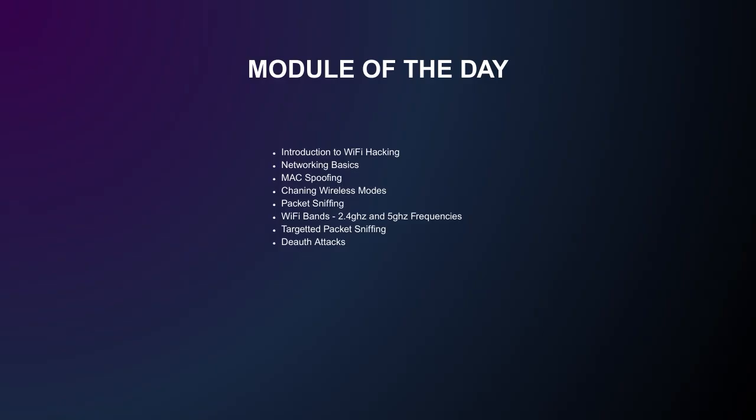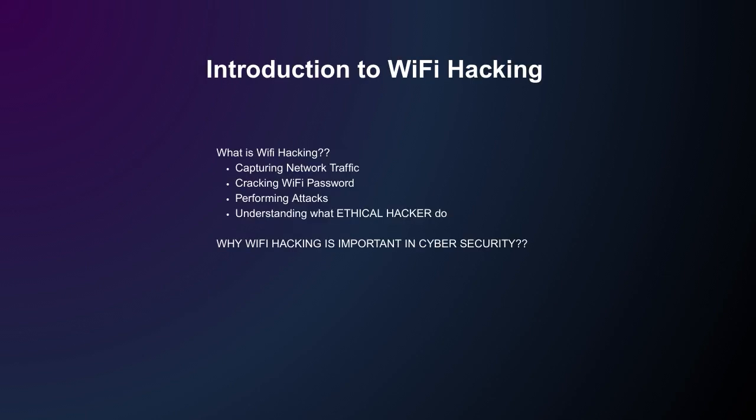Then we will do some packet sniffing. We will discuss what packet sniffing is and why it is important for ethical hacking. Then we will discuss Wi-Fi band frequencies, and we will perform targeted packet sniffing on a particular network, on a particular router, and then we will perform a deauthentication attack to disconnect all the devices from that router, and we will see why it is so important to crack the Wi-Fi password of any router or of any Wi-Fi. So now let's move ahead and discuss what Wi-Fi hacking actually is.